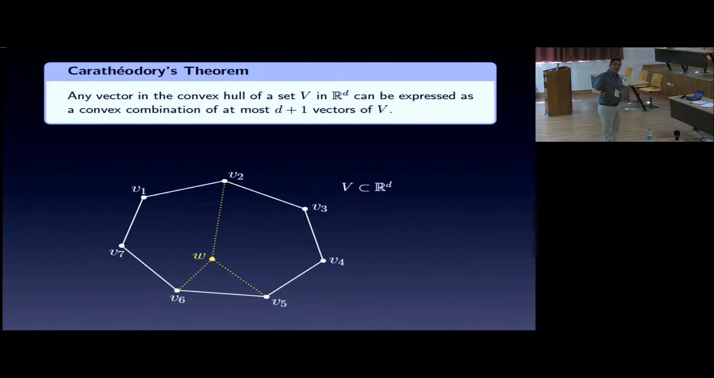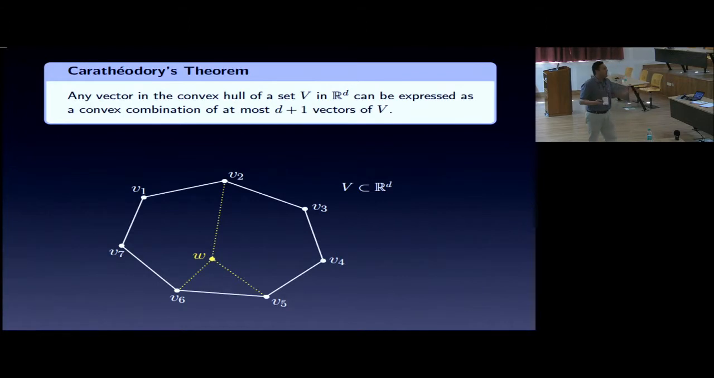Then for every vector w in the convex hull, it does not matter how many vi's I give you. Give me any vector w which is in the convex hull of these vi's. I can always express this vector w as a convex combination of some d plus 1 vi's. So if your ambient dimension is d, say these vectors are 100 dimensional, and you have 1 million of these vi's, still give me any vector w in the convex hull, and I'll only need 100 plus 1, the ambient dimension plus 1 vi's to express w as a convex combination.